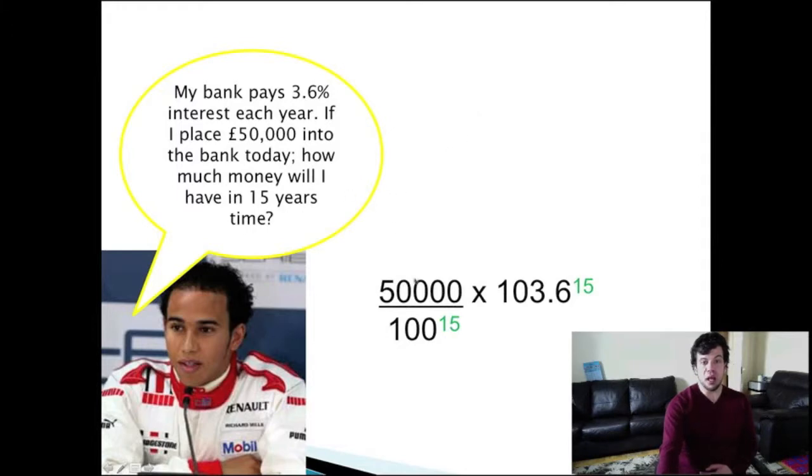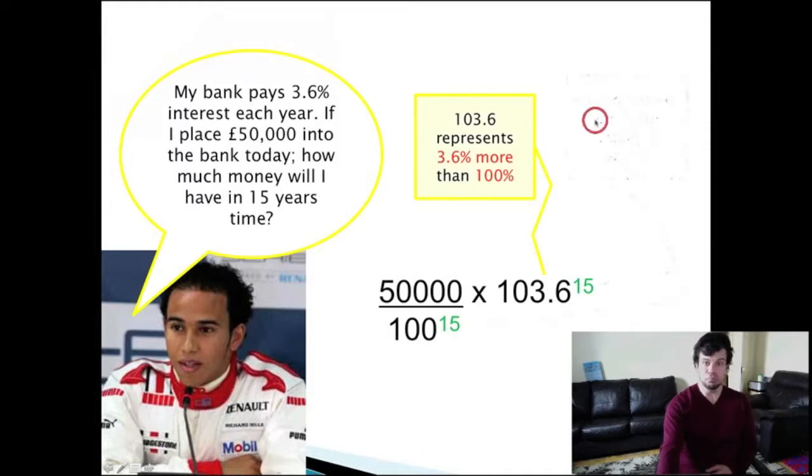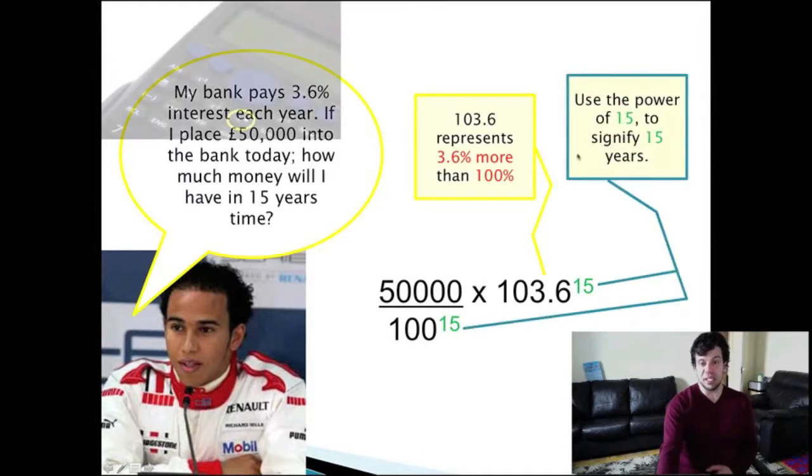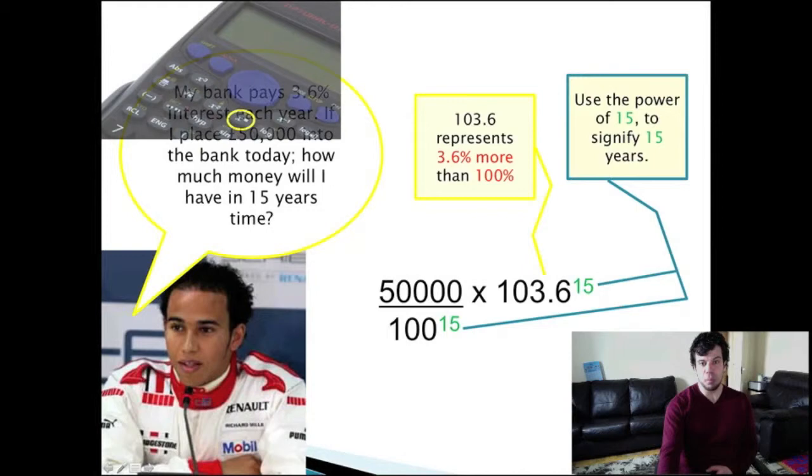And of course, do be careful with your to the power of 15, because that represents how many years we're going to invest for. To remind you, 103.6 represents 3.6 more than 100%. Interest always means that you will get more or pay more. The power of 15 represents 15 years.